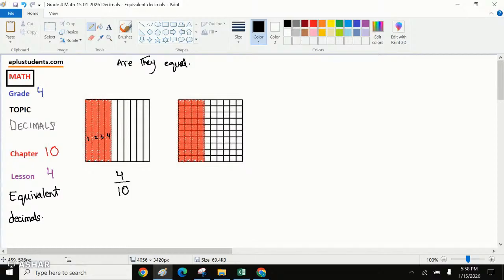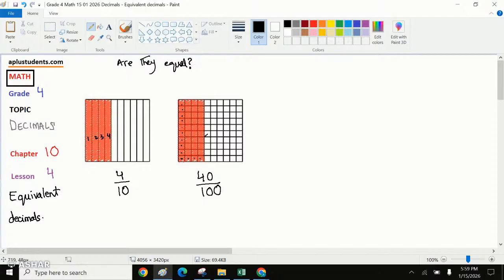And this was 40. 1, 2, 3, 4. 1, 2, 3, 4, 5, 6, 7, 8, 9, 10. Right? 10 plus 10 plus 10 plus 10. That is 40 out of 100. So we want to see if they are equal. Are they equal? Yes or no, right?